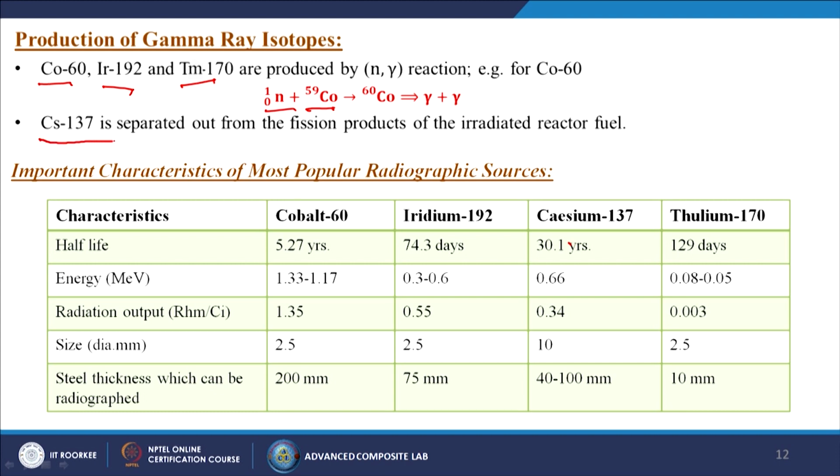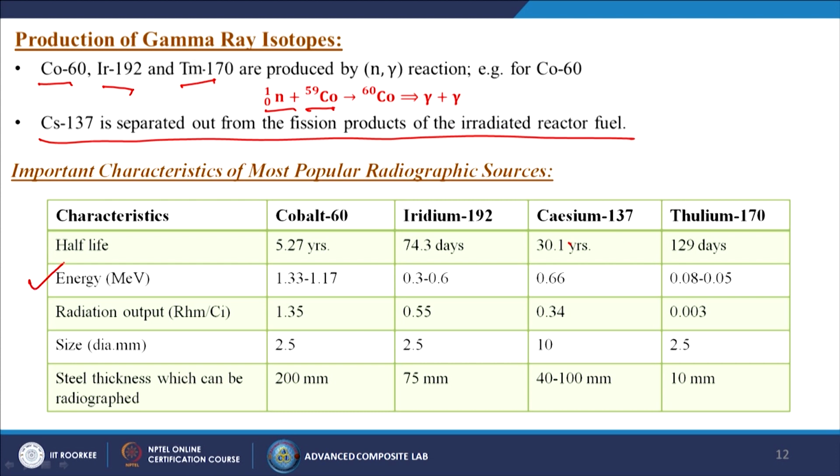Cesium 137 is separated out from the fission products of the irradiated reactor fuel. Now, some important characteristics of the most popular radiographic sources, like half-life. Cobalt 60 is 5.27 years, but if we are talking about iridium 192 it is 74.3 days. Cesium 137 is 30.1 years, and thulium 170 is 129 days.